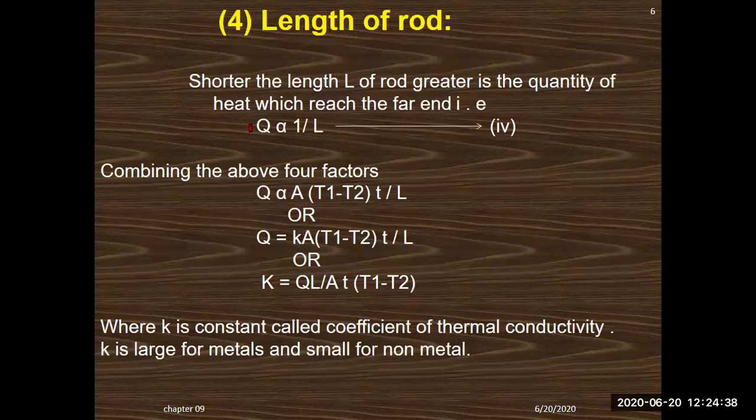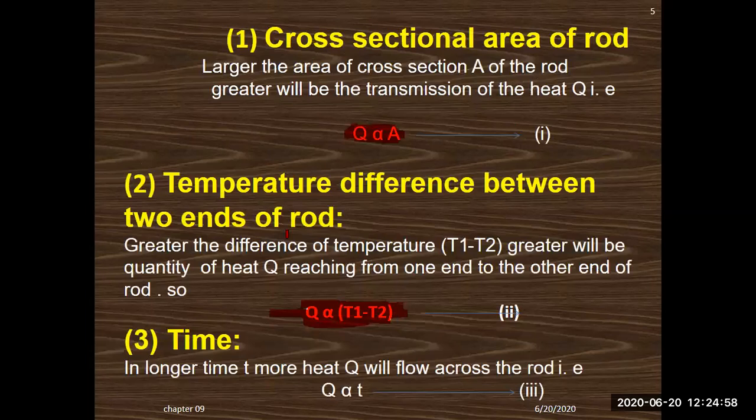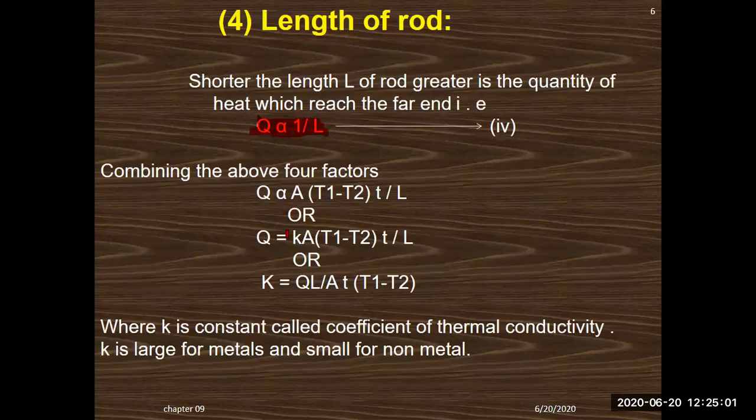And the fourth one is the length of the rod. Suppose you place one end of the metal in the kitchen on the fire. It will take more and more time because you have increased the length of the conductor. By increasing the length of a conductor, the heat transfer will be very slow. If you take a smaller rod, it will get heated very quickly. But if you take a long length, 2 or 3 meters, then you have to wait a long time for it to get heated. So that's why if you increase the length of the conductor, the transfer of heat will be less.